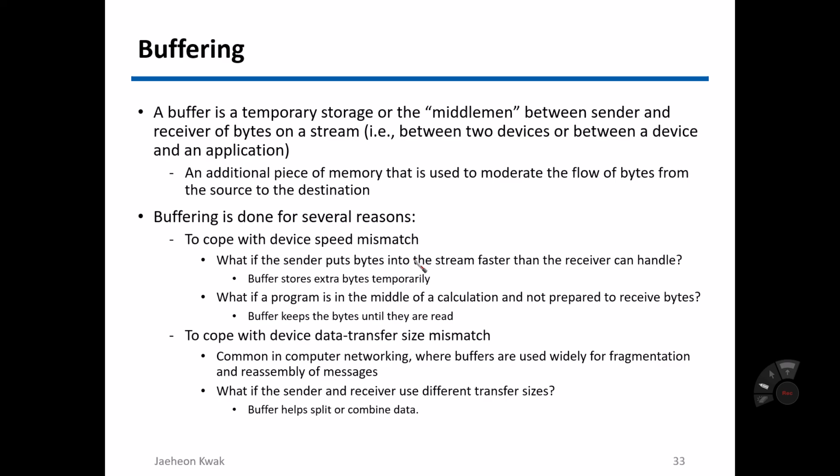And here is buffering. From the earlier example, we have seen this buffer, right? We had an input device and an output device, and we also had a buffer. A buffer is a temporary storage between the sender and receiver of a stream of bytes. It's an additional piece of memory that is used to moderate the flow of bytes.